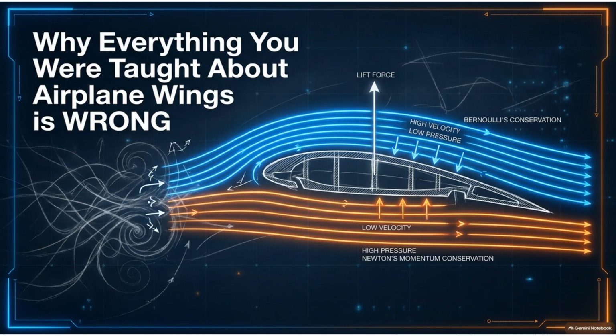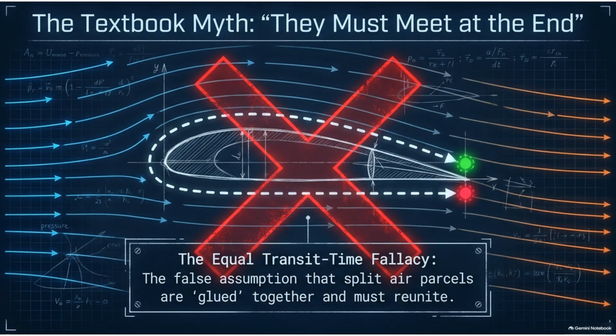By balancing topside pressure drops with bottom-side momentum transfer, this slide challenges traditional textbook explanations to reveal how airplane wings actually generate lift. Forget the common textbook myth claiming that air parcels split at the front of a wing must magically reunite at the trailing edge. Known as the equal transit time fallacy, this flawed concept incorrectly assumes that air flowing over the longer upper path is somehow glued to the air moving underneath.